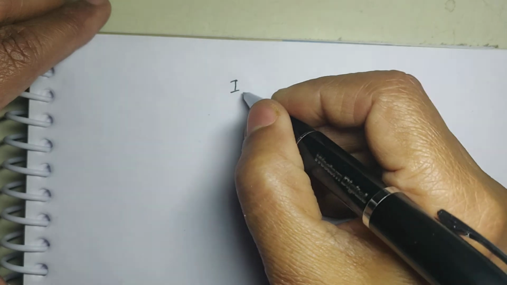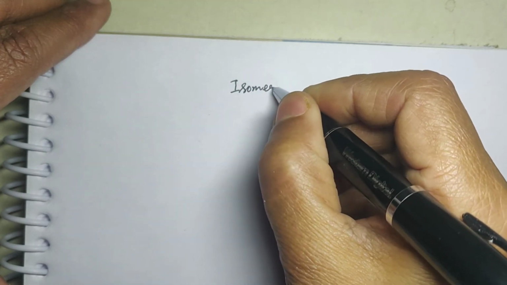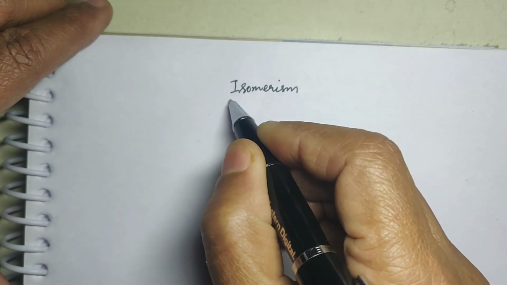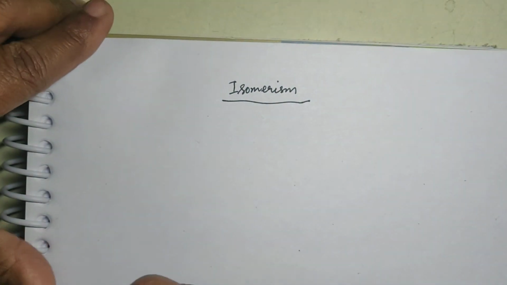Now children, let us start with the next topic, that is isomerism. Okay, we will keep practicing IUPAC nomenclature every now and then.